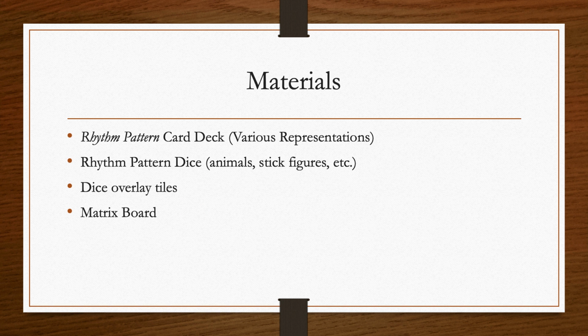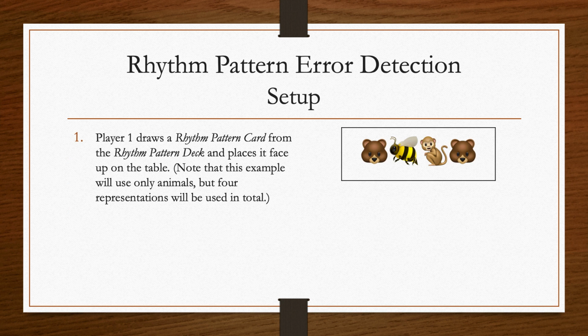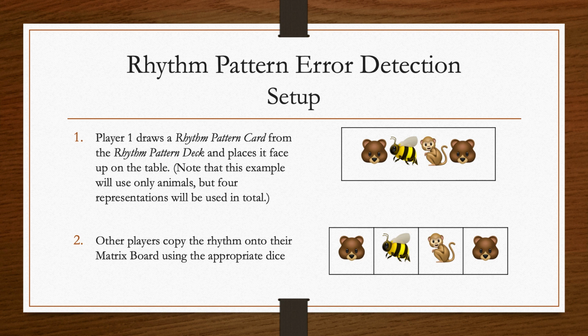The materials that we need for the skill builder game are as follows. We need a rhythm pattern card deck that uses various rhythm representations, rhythm pattern dice, also using various rhythm representations, dice overlay tiles, and a matrix board for each player. To set up the game, player 1 draws a rhythm pattern card from the rhythm pattern deck and places it face up on the table. Note that this example will only use animals, but 4 representations will be used in total. Other players then copy the rhythm onto their matrix boards using the appropriate dice.